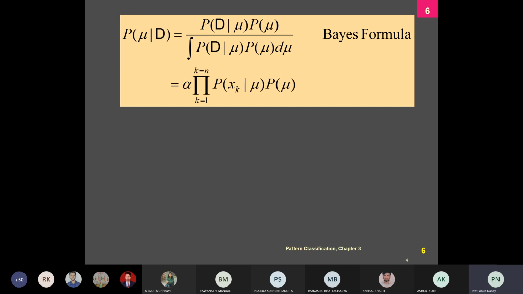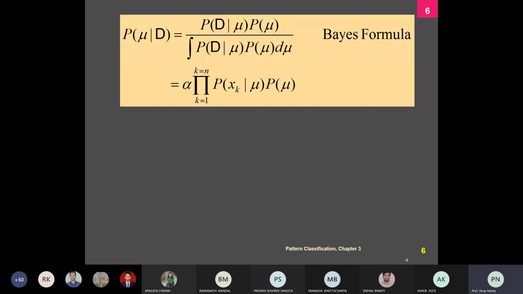Now you have n samples x1, x2, up to xn, which are independently drawn, and capital D is x1, x2, up to xn. Then you can simply use the Bayes rule: P(mu given D) is equal to the likelihood function P(D given mu) into P(mu), divided by the integration of P(D given mu) into P(mu) d mu.